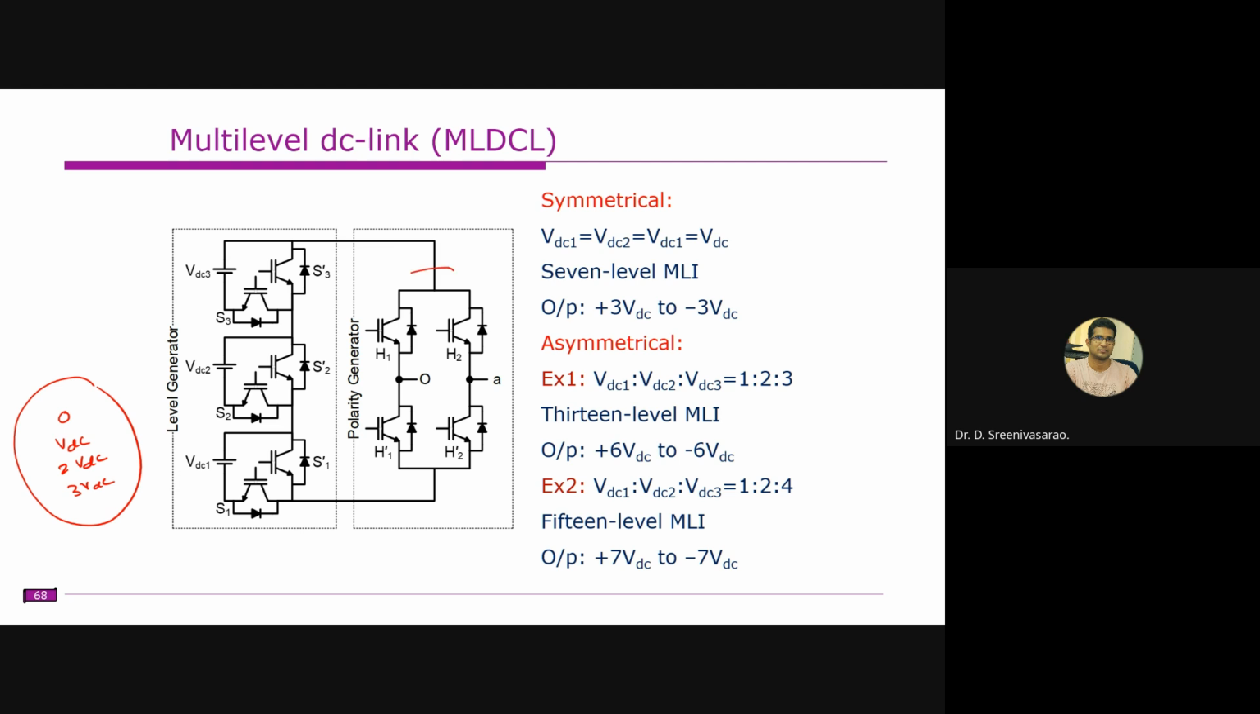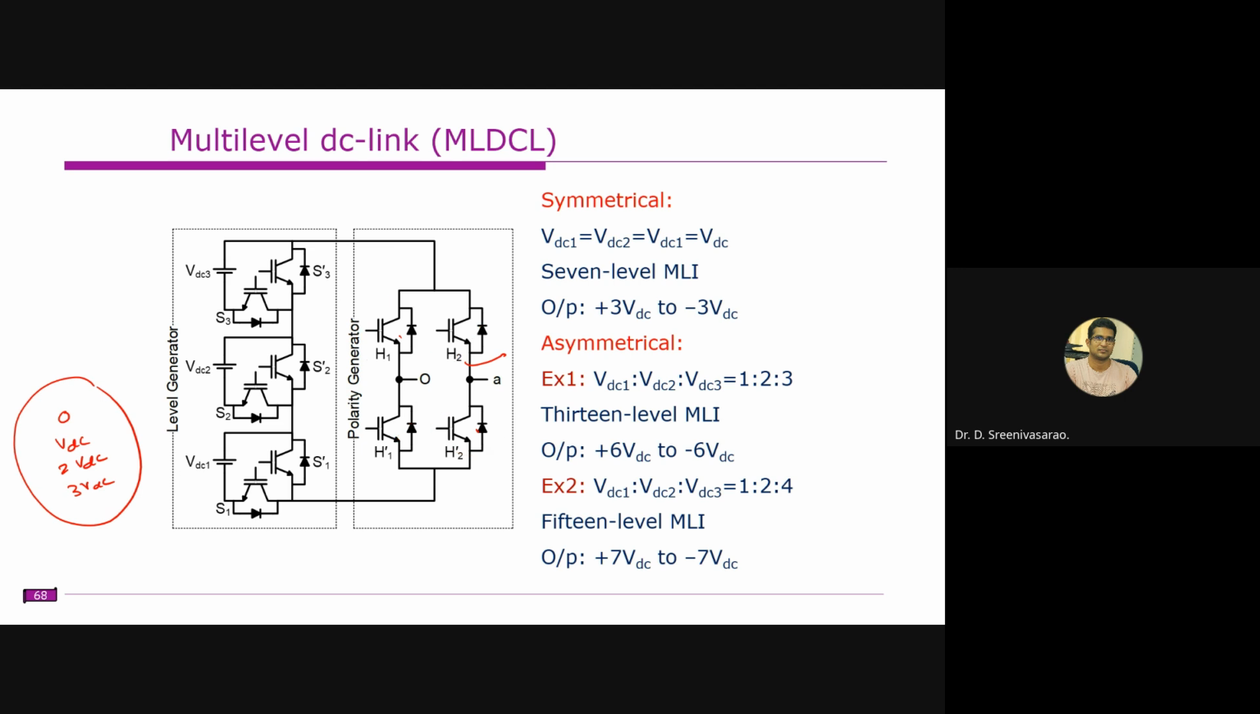On the other side, you have an H bridge. What is the use of the H bridge? For example, when this switch and this switch are on, you will get a positive half cycle, and when these two switches are on, you will get a negative half cycle. That is the basic operation.